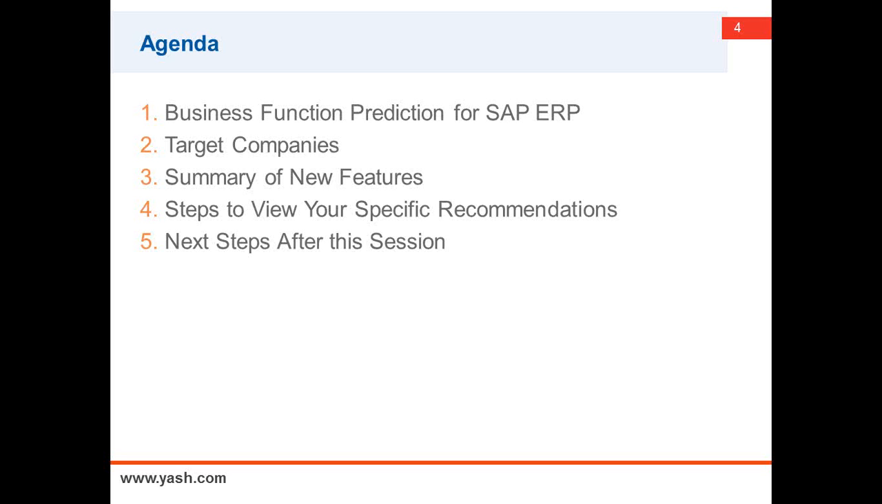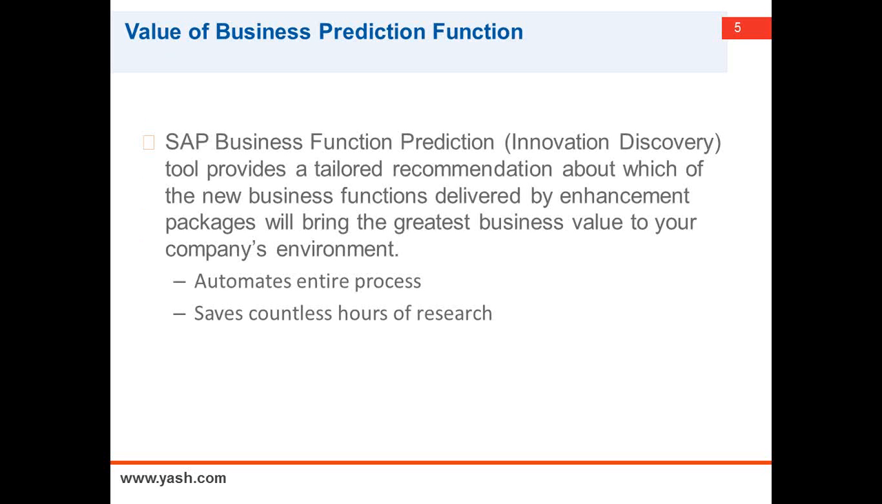The value of the SAP Business Function Prediction Innovation Discovery Tool is quite simple. It automates your entire process of examining what business functions are relevant to your environment. SAP found that customers were installing the enhancement package but had challenges identifying the relevant new functions. Companies spent many hours trying to determine which functions were relevant to their specific environment, and SAP realized there must be a simpler way. Thus, the advent of the Business Function Tool.